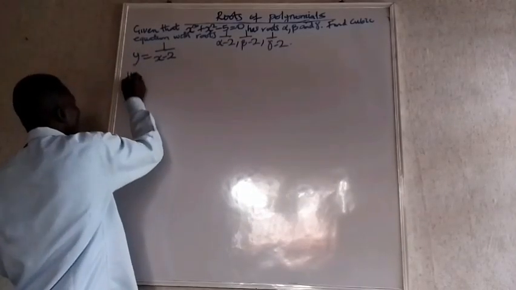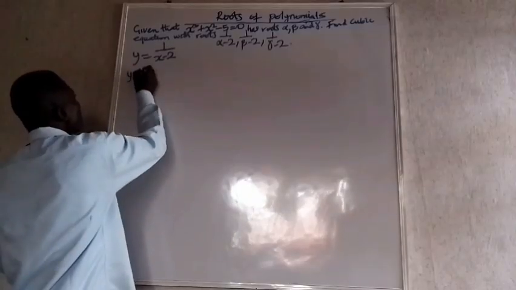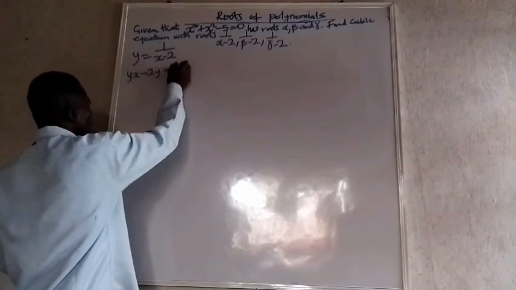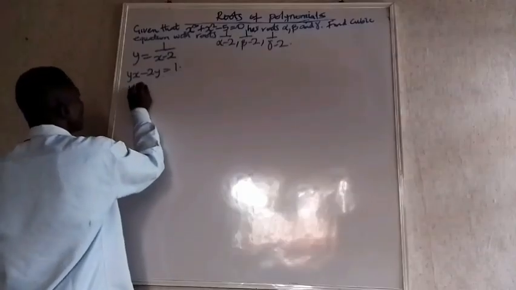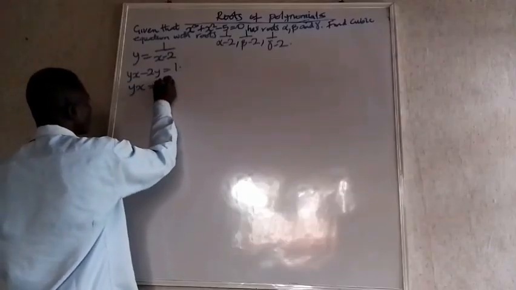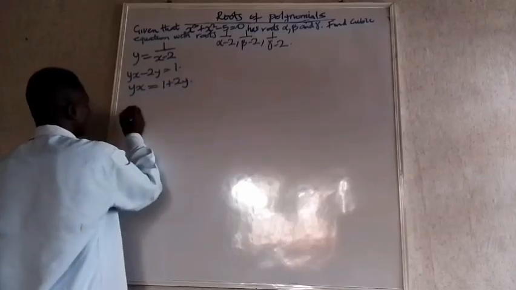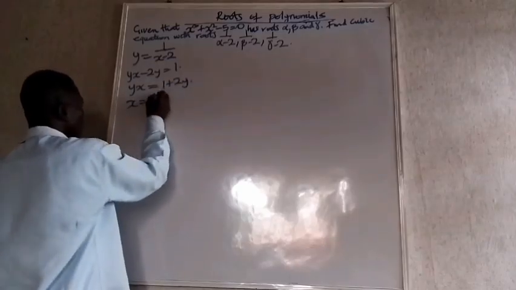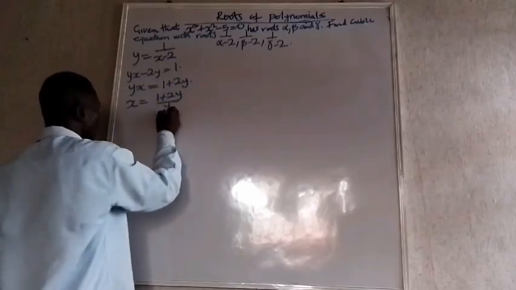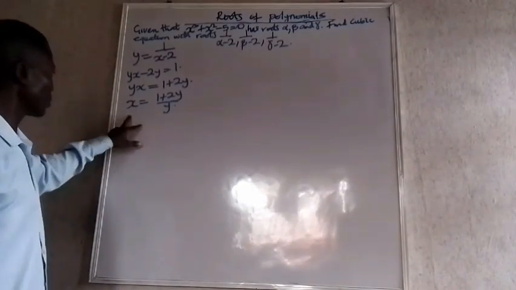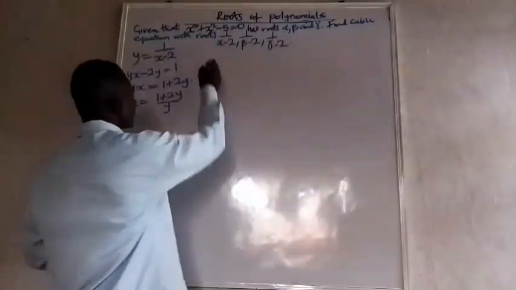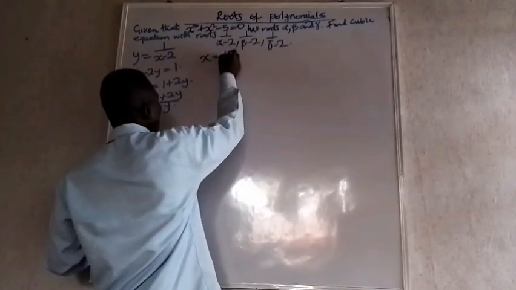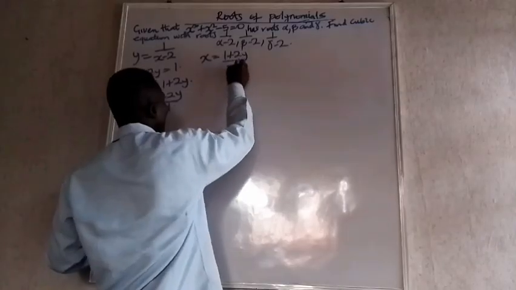So we can say yx minus 2y equals 1. So yx equals 1 plus 2y. Now x will be equal to 1 plus 2y over y. What this implies is that in the original equation, we are going to substitute 1 plus 2y over y for x in the equation. So x equals 1 plus 2y over y.